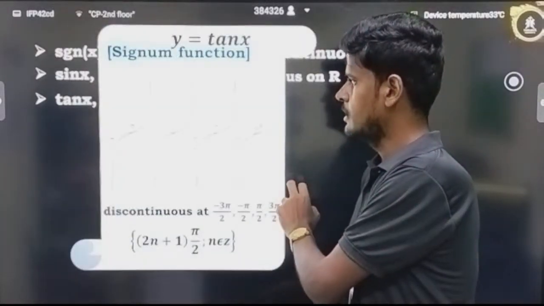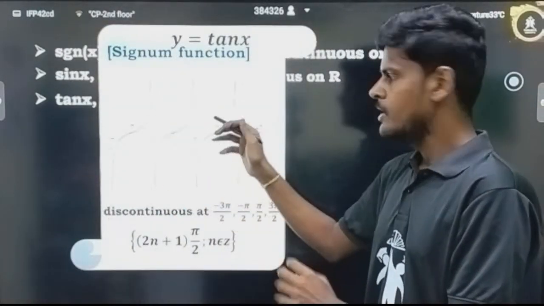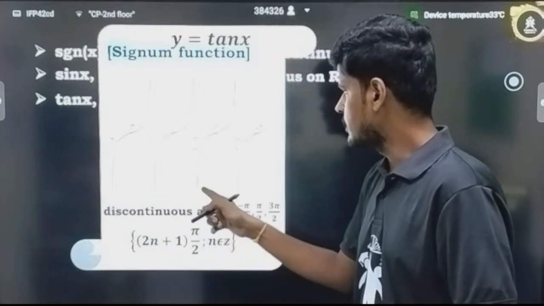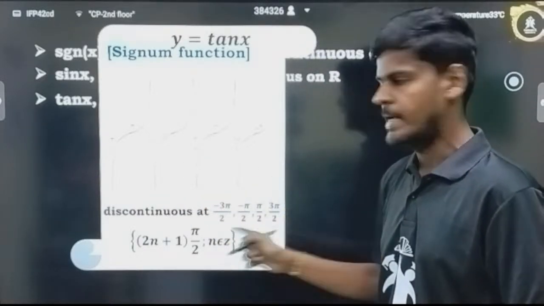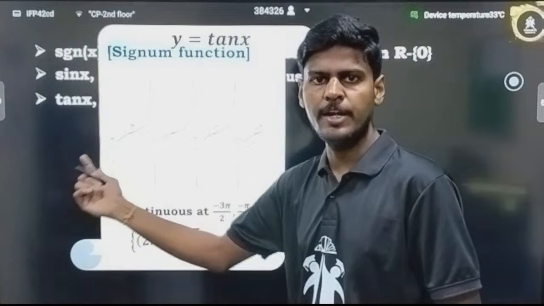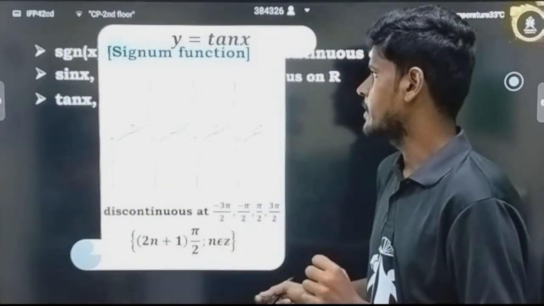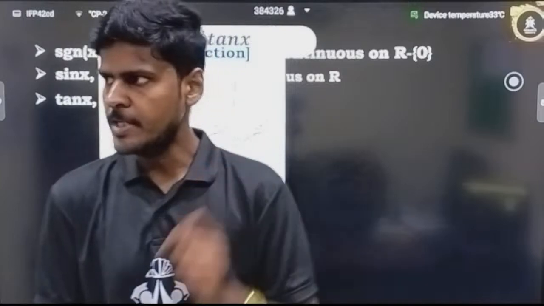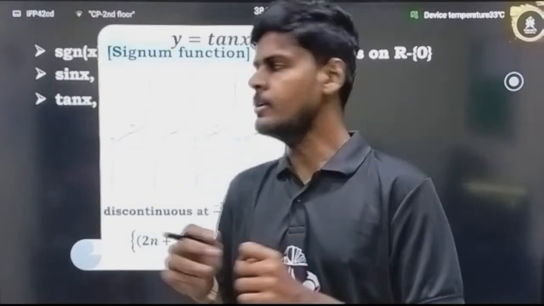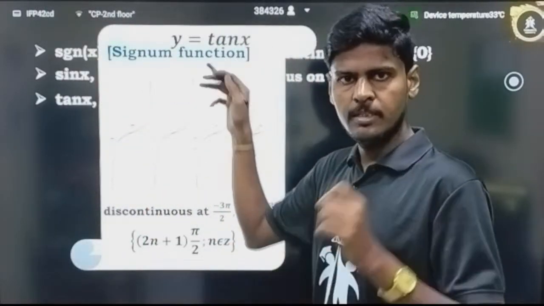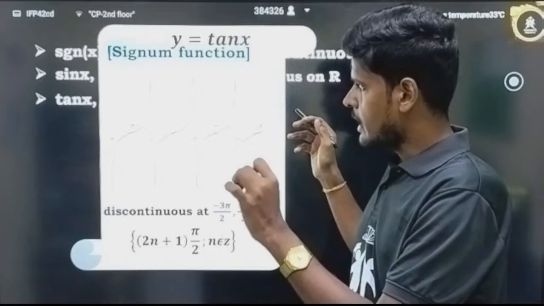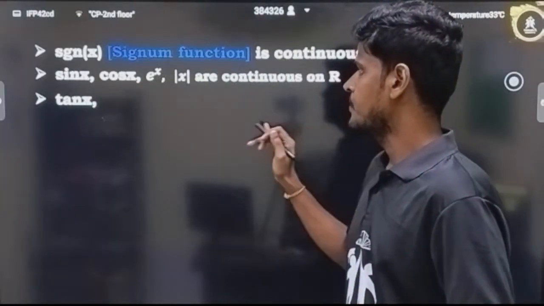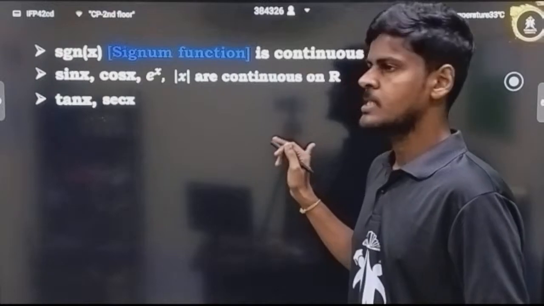Tan x, we know tan x graph, it is again a continuous function except pi by 2, 3 pi by 2, 5 pi by 2, minus pi by 2. So what are those values? Odd multiples of pi by 2. So tan x is again a continuous function, but at pi by 2 tan is not defined, therefore we can say this function is continuous in its domain. Tan x, secant x.